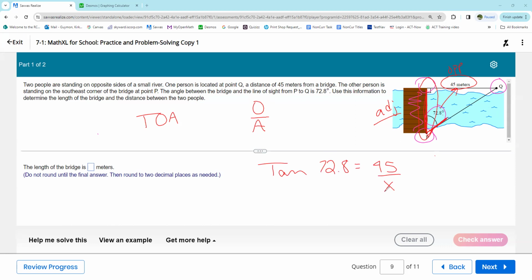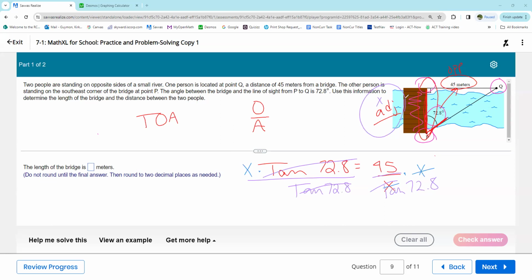Now, variables in the denominator are never helpful. I mean, they're helpful, but they're not going to work out to give you your solution. So we've got to multiply by this denominator, x, to get that out of the denominator. And then we're going to turn right back around to solve for x and divide by the tangent of the 72.8. That's going to solve for x, which I labeled for this adjacent side right here, which would be the length of the bridge across the small river.